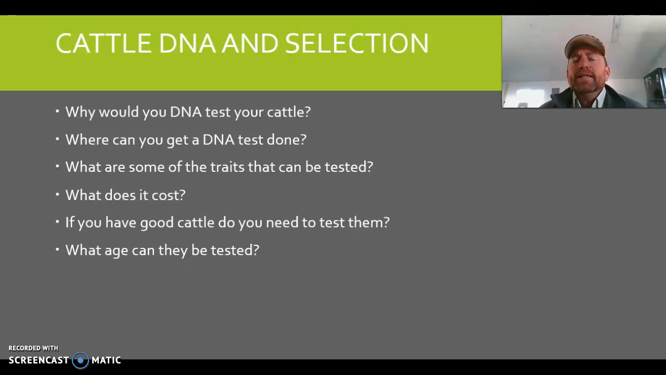So where can we get a DNA test done? Probably the majority of the DNA tests are being done through the AGI labs out of St. Louis, Missouri. The Angus Association probably conducts 75 or 80% of all the DNA tests. You can go to the lab in Iowa and a couple others. They're a little more complicated.